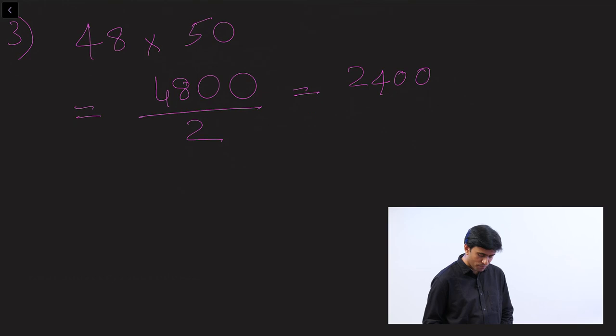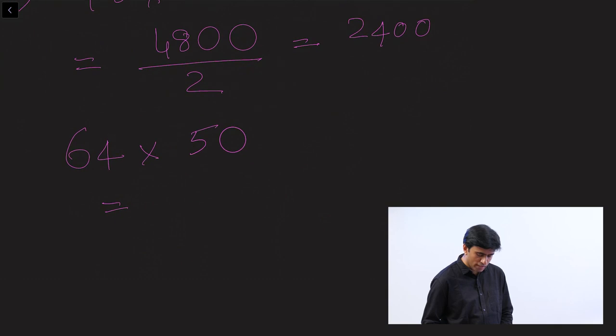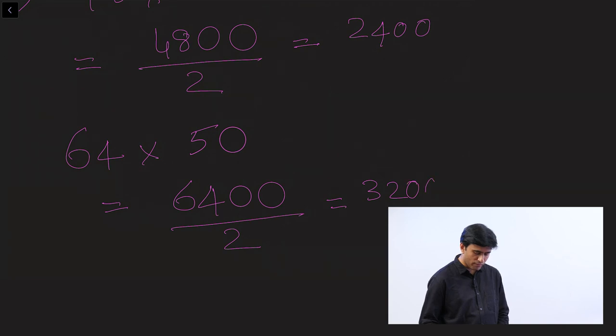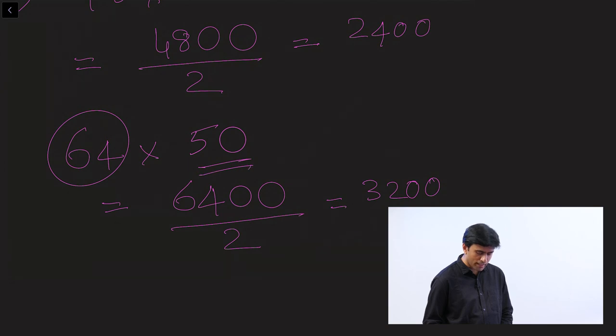Let's try one more. 64 into 50. How do you do that? You just have to add 2 zeros to 64. 6400 divided by 2. That would be 3200. Remember, if you have a number to be multiplied by 50, just place 2 zeros to this number and divide it by 2.